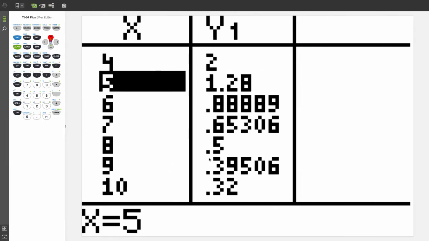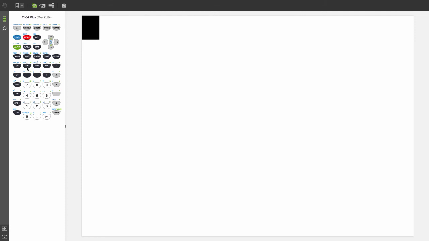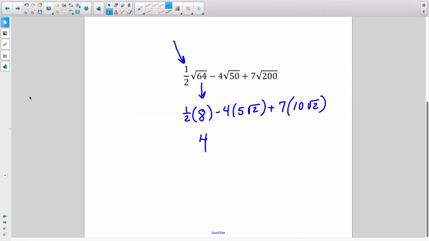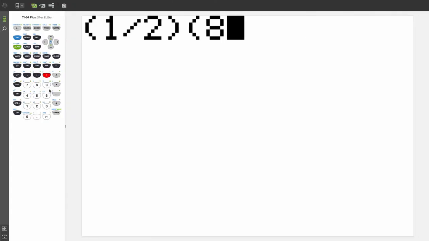And if you don't believe me, your calculator is absolutely crazy when it comes to fractions. It does everything nicely. Check this out. So, parentheses, 1/2 times 8. Bam, 4. What's to worry?